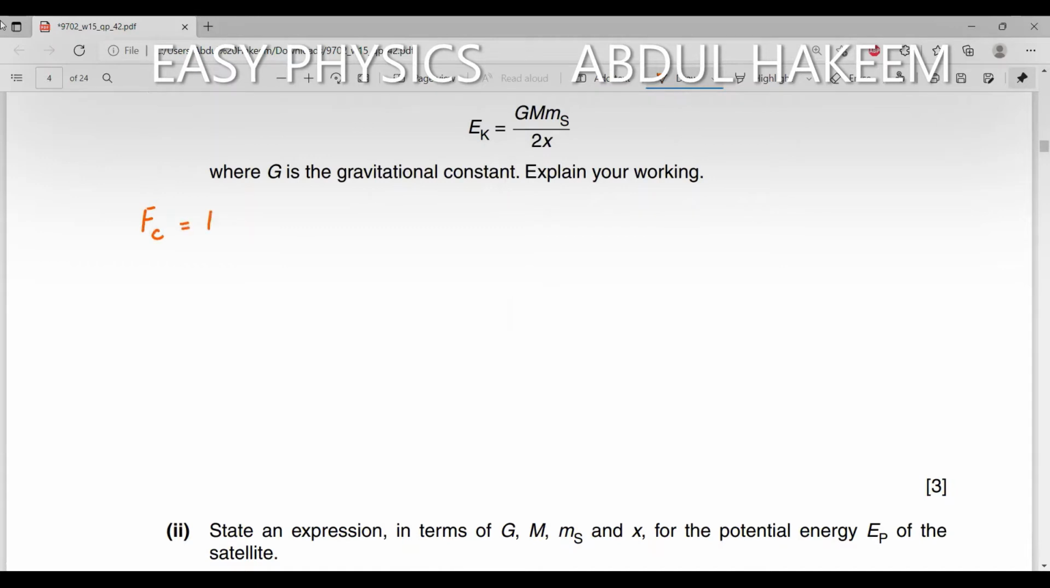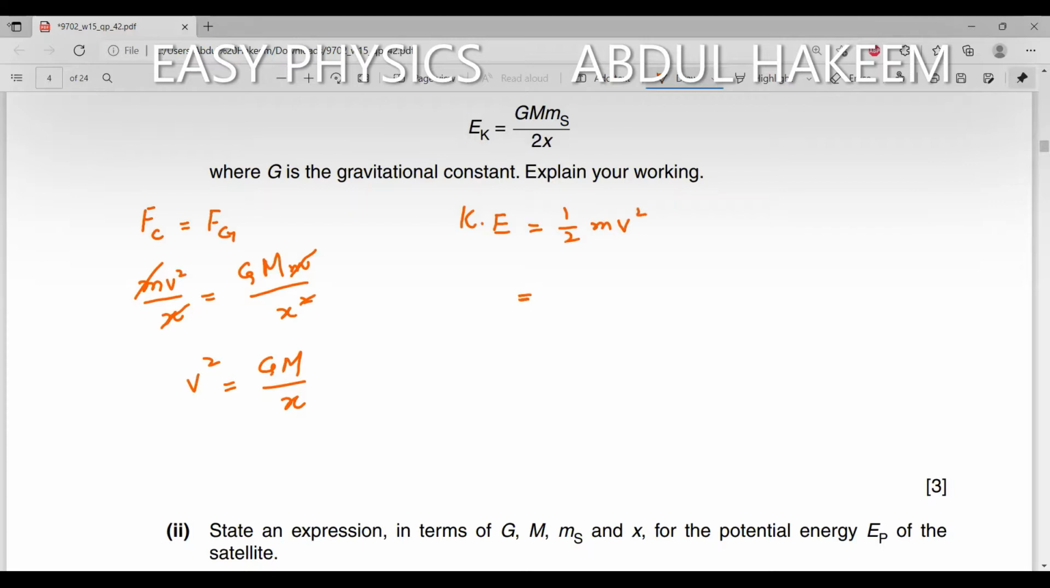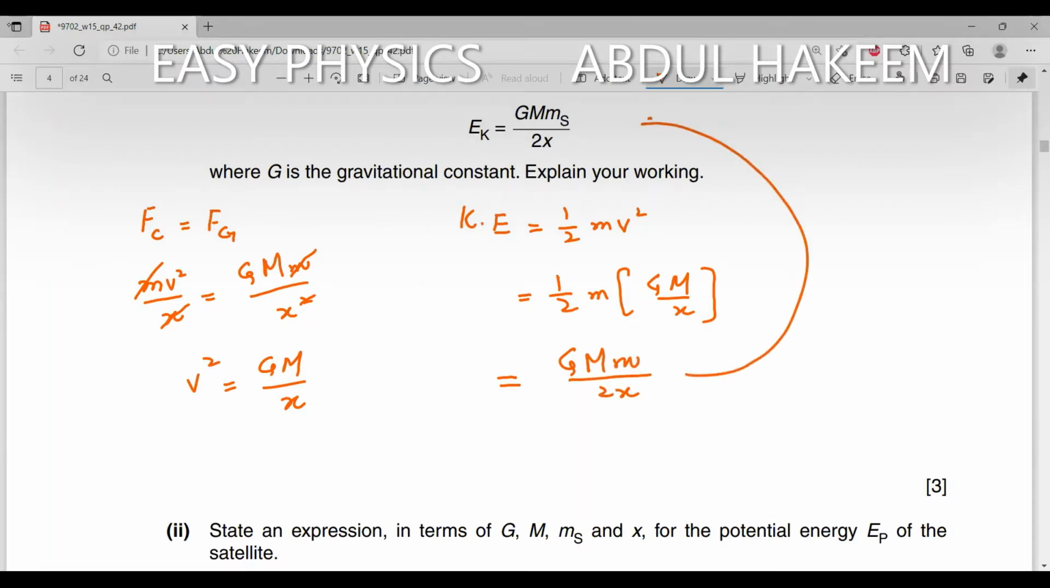Centripetal force is provided by the gravitational force. Centripetal force is mv squared over x, and the gravitational force is GMm divided by x squared. Now this small m cancelled, one x cancelled. So the speed squared is equal to GM over x in the orbit. And kinetic energy is equal to 1 by 2 mv squared, 1 by 2 m, and v squared is GM over x. Hence, kinetic energy is GMm over 2x. So it is proved.